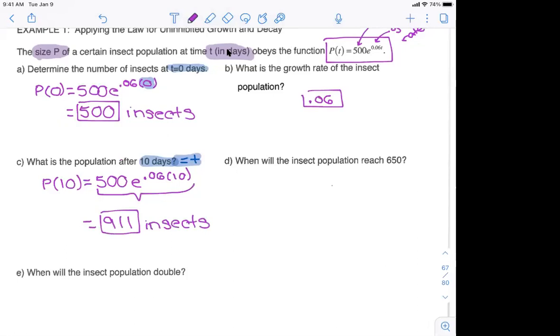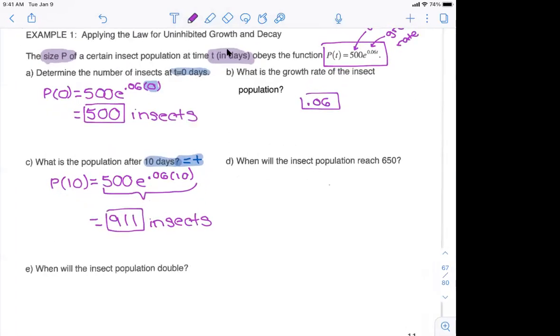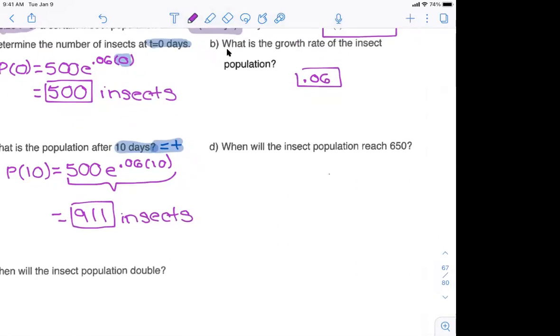If you're not getting that in your calculator, talk to me during class so I can help you, but we'll do more examples of typing that in your calculator. Again, the E button is on the left side. You probably have to press the second button first. Part D, when will the insect population reach 650?